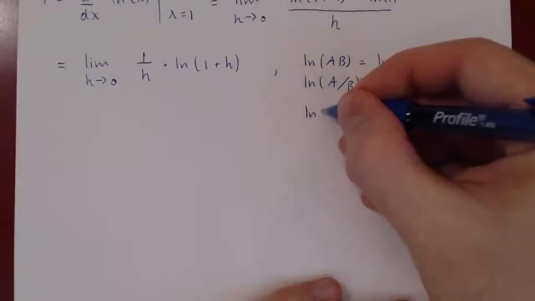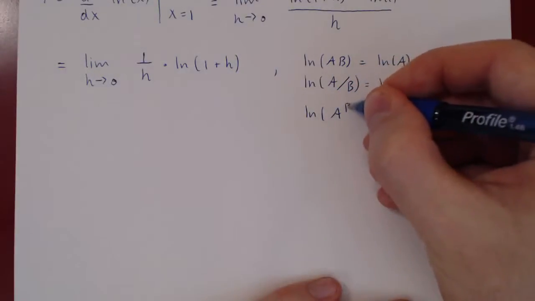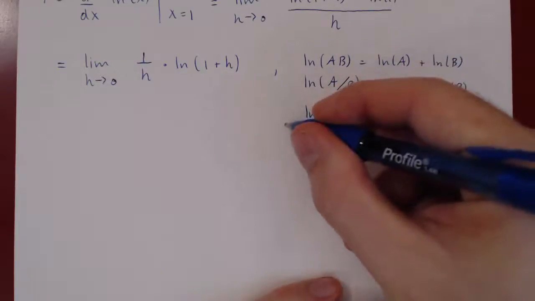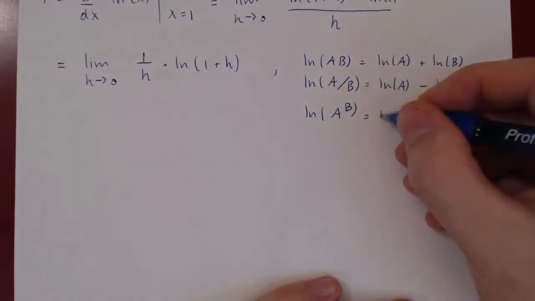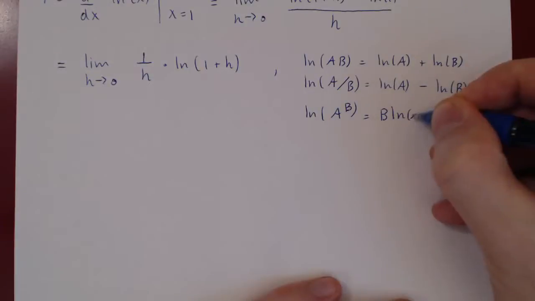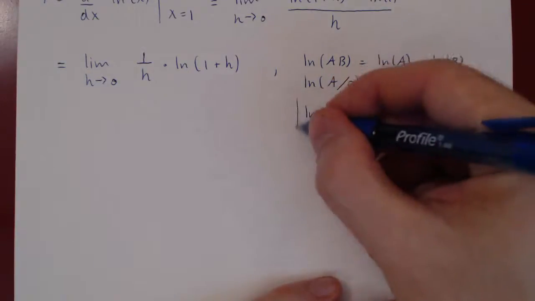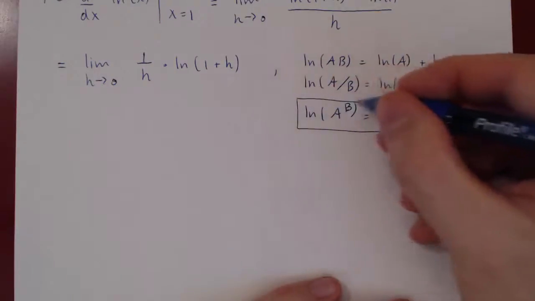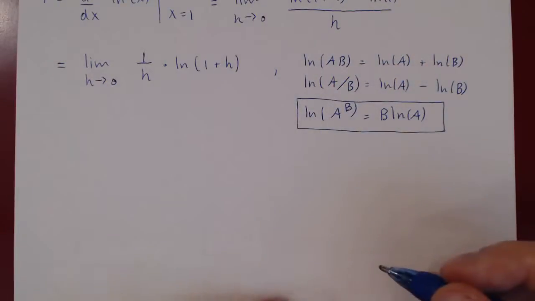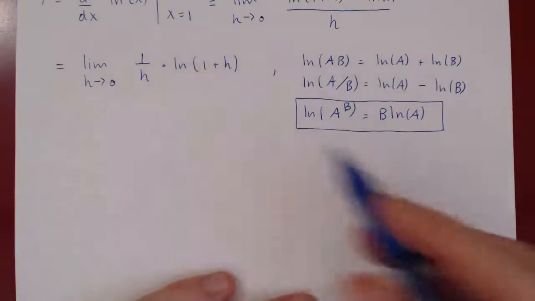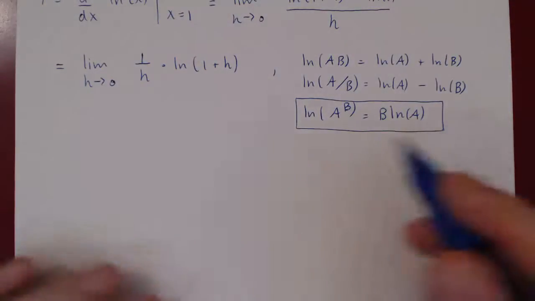And the third property, the one we'll use, is the ln. If you take a to the b, you can move the exponent outside of the logarithmic function. So this is simply b times ln of a. And this is the property we'll use here. But we'll go backwards, right? We have here a multiple of ln of something, so we have b times ln of a.